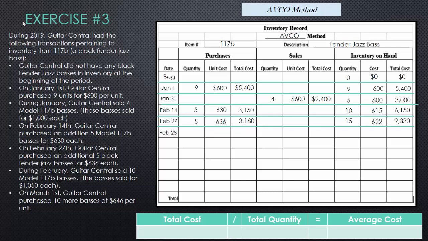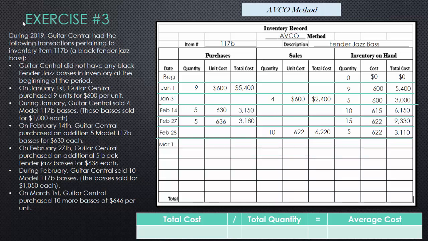Next, during February, Guitar Central is going to sell 10 of these. So February 28th, we'll recognize our monthly sales. We sold 10 bases, and whenever we sell at the last known unit cost, which is $622, which means the total cost of goods sold that we get to recognize on February sales was $6,220. We had 15 of these bases. We sold 10, which means we've got 5 left. The unit cost does not change under AVCO when you make a sale, which means it's still $622, which means our assumed total cost of our inventory after we recognize February sales is going to be $3,110.